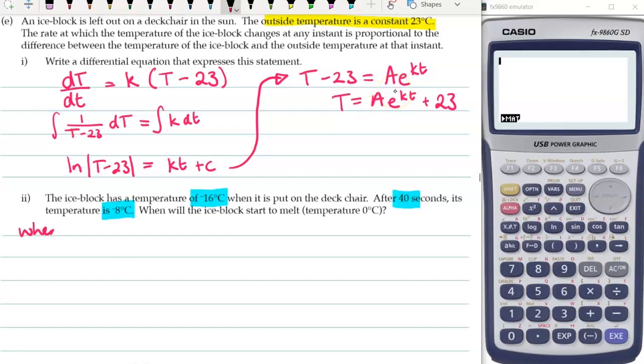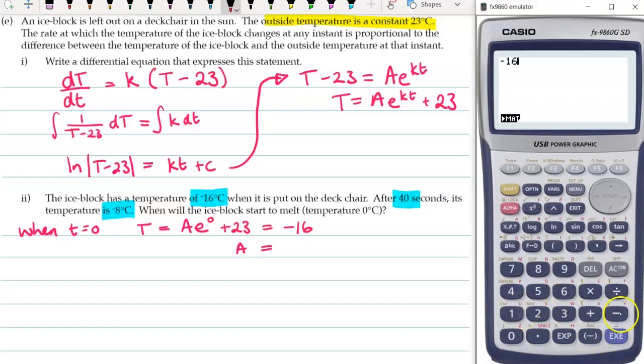So when t is 0, the temperature, which is a e to the k times t, would be a e to the 0 plus 23, which will be equal to minus 16. So e to the 0 is just 1, therefore a is minus 16, take off 23, making it minus 39.